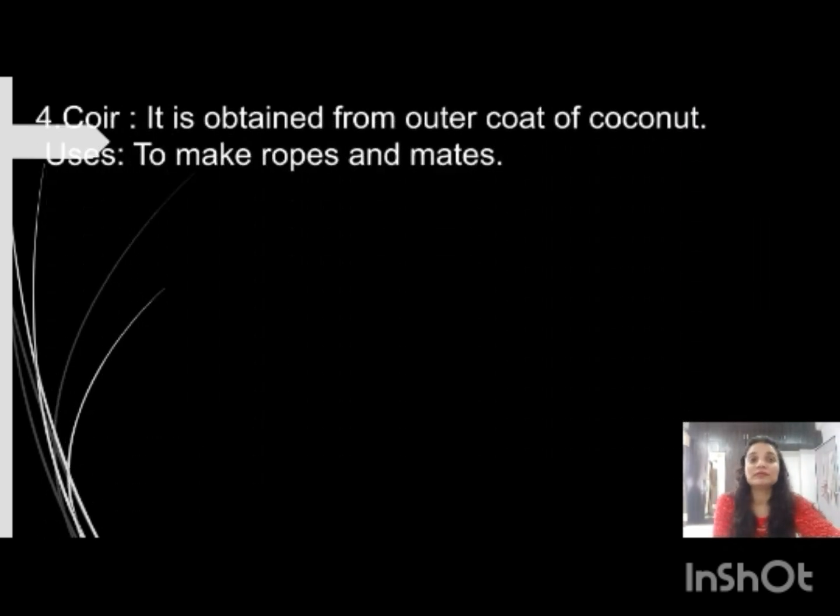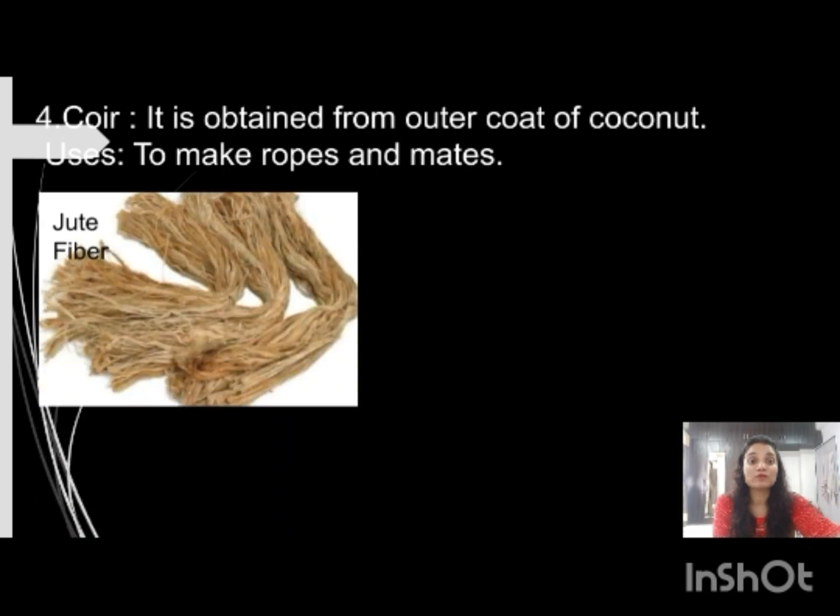and also shopping bags. Now this is the coir. It is obtained from the outer coat of coconut. As we all know, the outer coat of coconut is waste material, but no, it is not waste material. It is also used to make fiber, and this is used to make ropes and mats.